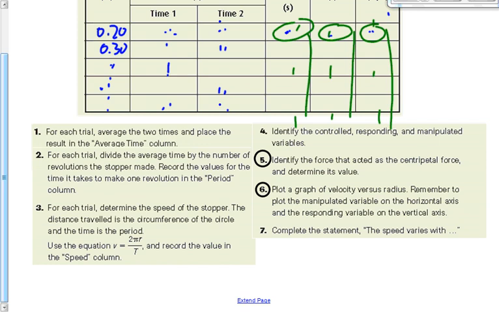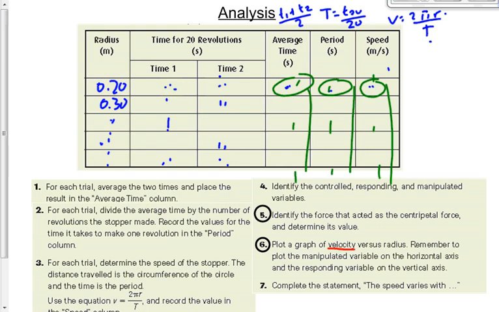And then, number 6, plot a graph. So that comes next. Plot a graph of velocity versus radius. That shouldn't actually say velocity versus radius. What should it say? Speed versus radius. Okay, speed versus radius. So that graph is going to look like this. Not going to tell you what the shape is. You're going to determine from that shape what the relationship is.